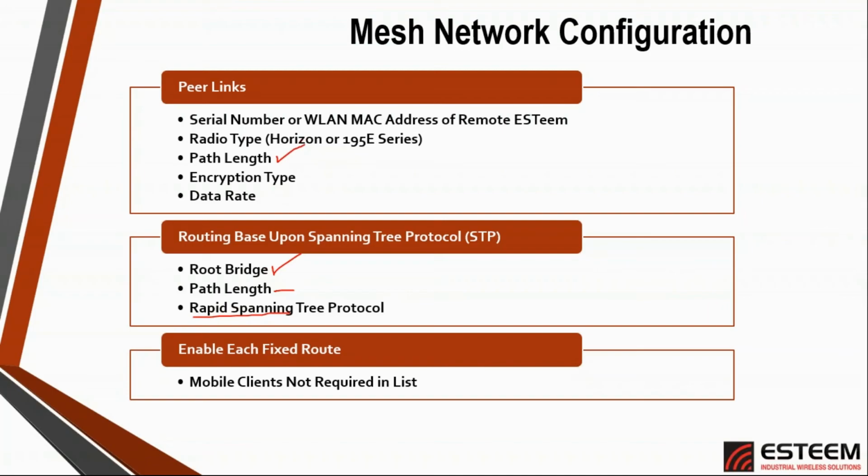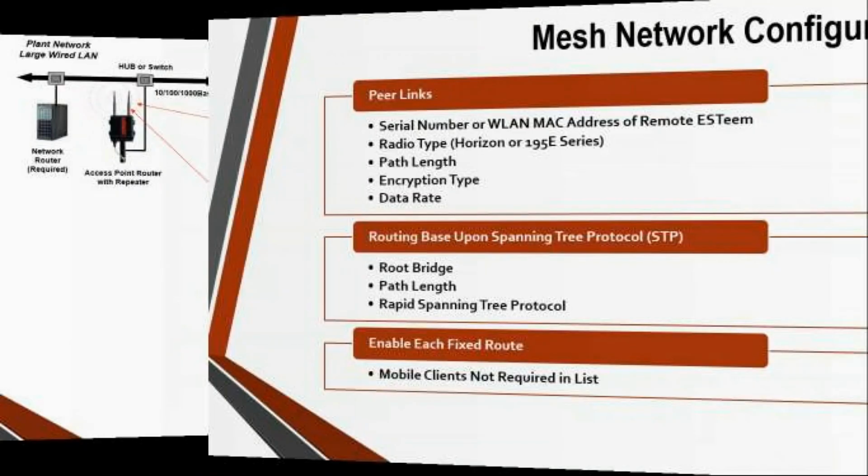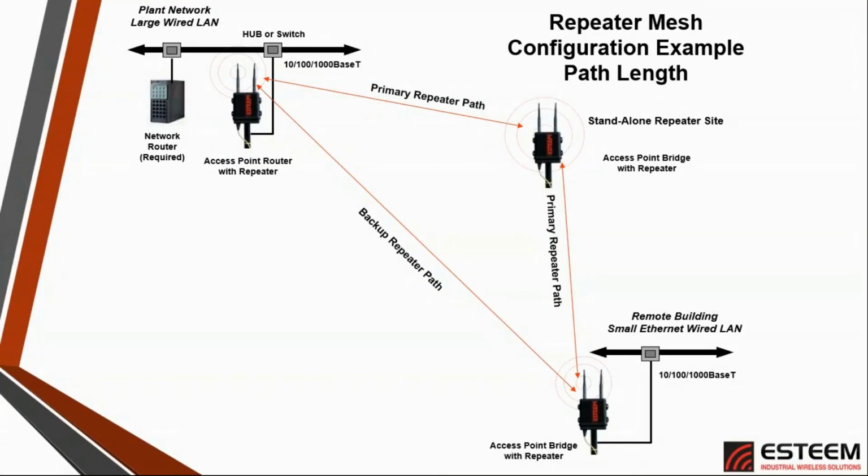Again, one thing to keep in mind is that what we're talking about here is fixed locations. In other words, those that are configured as access point bridge, access point router, or access point masquerade. Mobile clients do not need to be configured in this list. So how does this work? What are we talking about here?